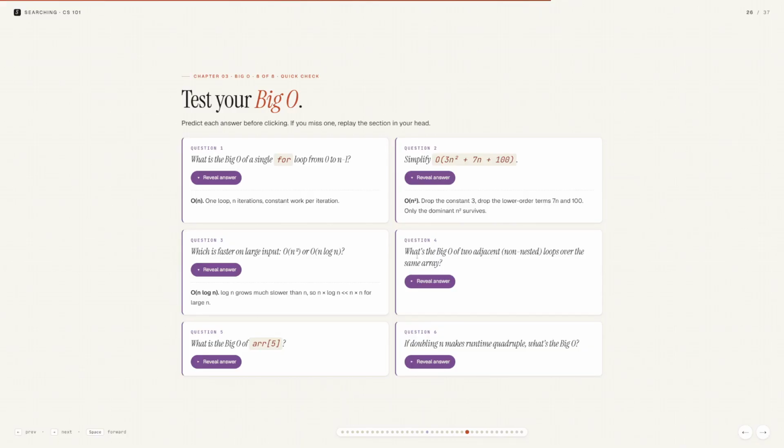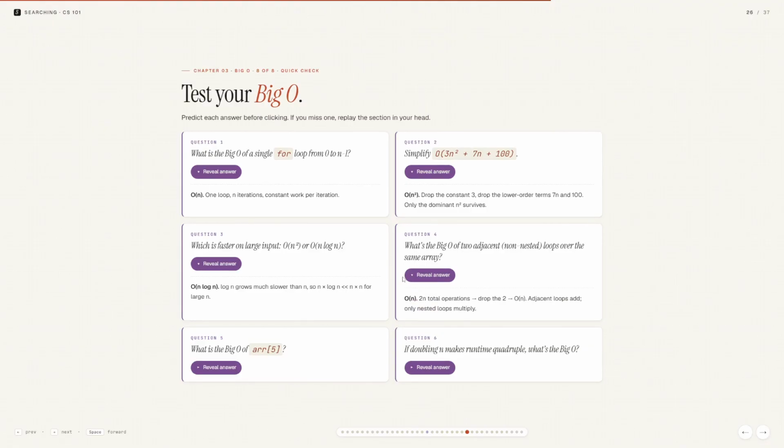Now, question 4. What is the big O of two adjacent non-nested loops over the same array? Again, what is the big O of two adjacent non-nested loops over the same array? Okay, let's give the answer. The answer is O of n. 2n becomes n. Adjacent loops add. Nested loops multiply. Keep note of this, okay?